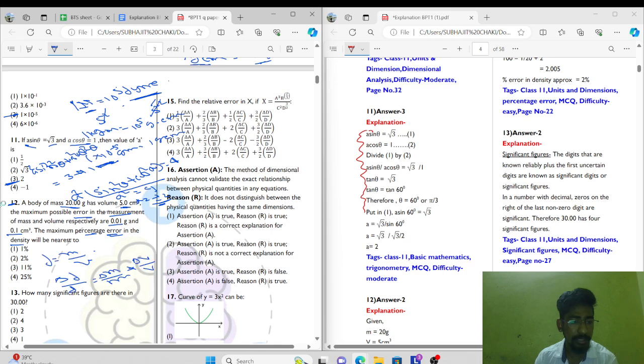So del m is equal to 0.01 and m is equal to 20, and del v is equal to 0.1 and v is 5. If you put all the values, what will you get? You will get a value like 2.05, which is nearly about 2. So that means 2% is the right answer, right? Basic thing.